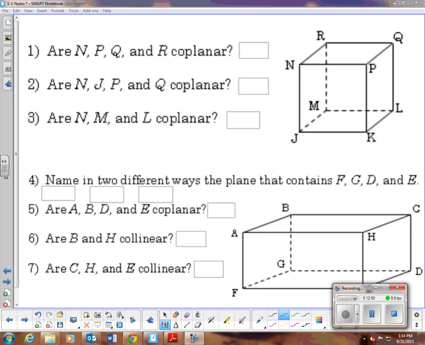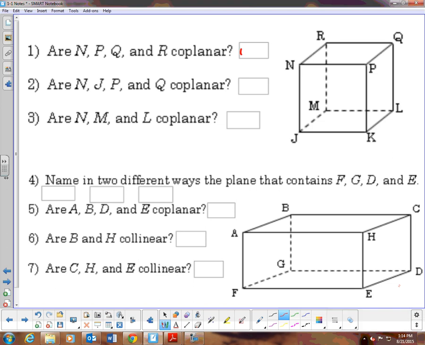So are N, P, Q, and R coplanar? And that would be yes. These 4 points are all on the top plane of the figure there. Most people tend to get that one right. So we have N, J, P, and Q. And this would be a no, they are not coplanar. Points N, J, and P are on the front plane, and Q is not. Or you could say N, P, and Q are on the top plane, and J is not. So these are non-coplanar points.